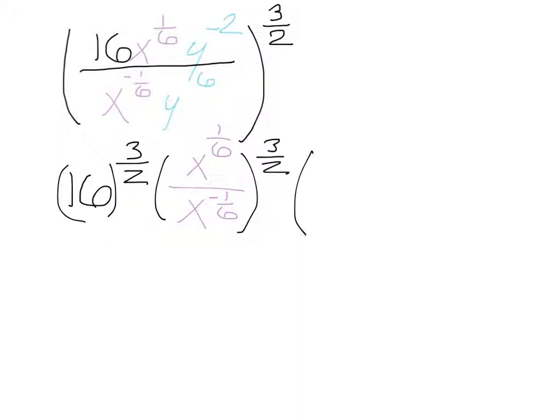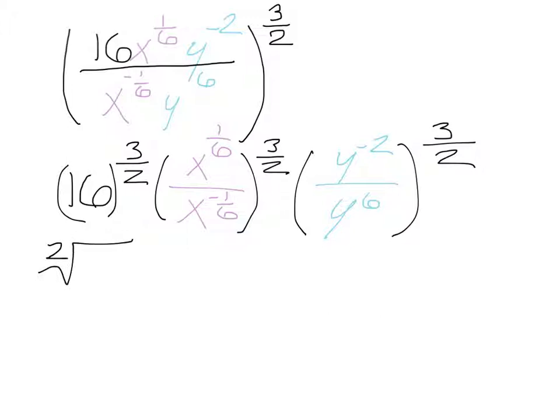And then finally, I'm going to have my y terms, where I have y to the negative 2 over y to the 6th. And I'm also going to raise that to the 3/2. So maybe now that I have all of these separated, I'm going to see if I can go ahead and get rid of these 3/2, because they're kind of annoying me a bit. So now I'm going to try and take the square root of 16 to the 3rd power. So I employed a rule from here to here, where I can take some base to a fractional exponent and convert it into a radical.